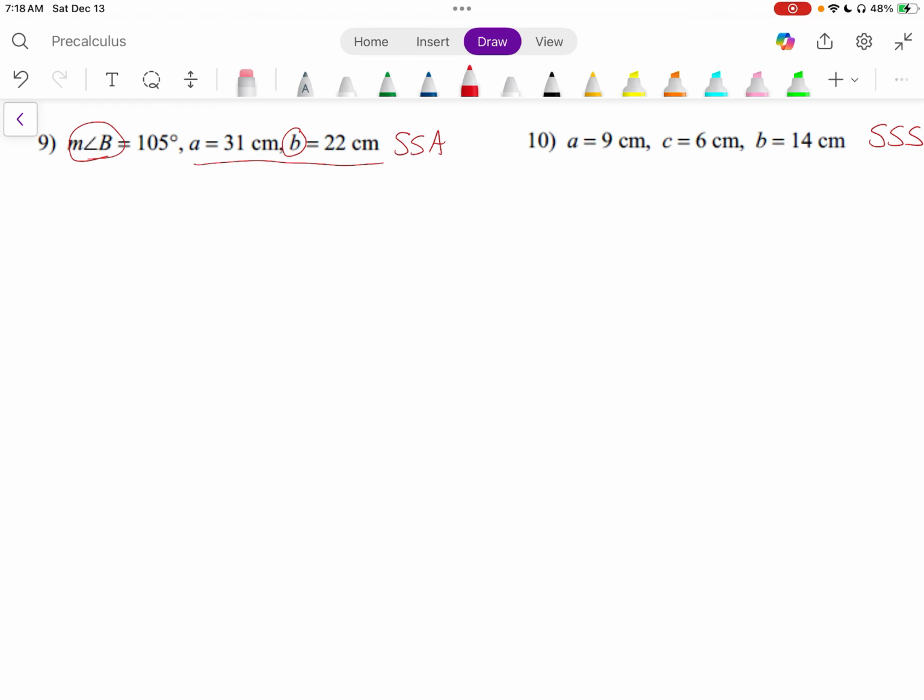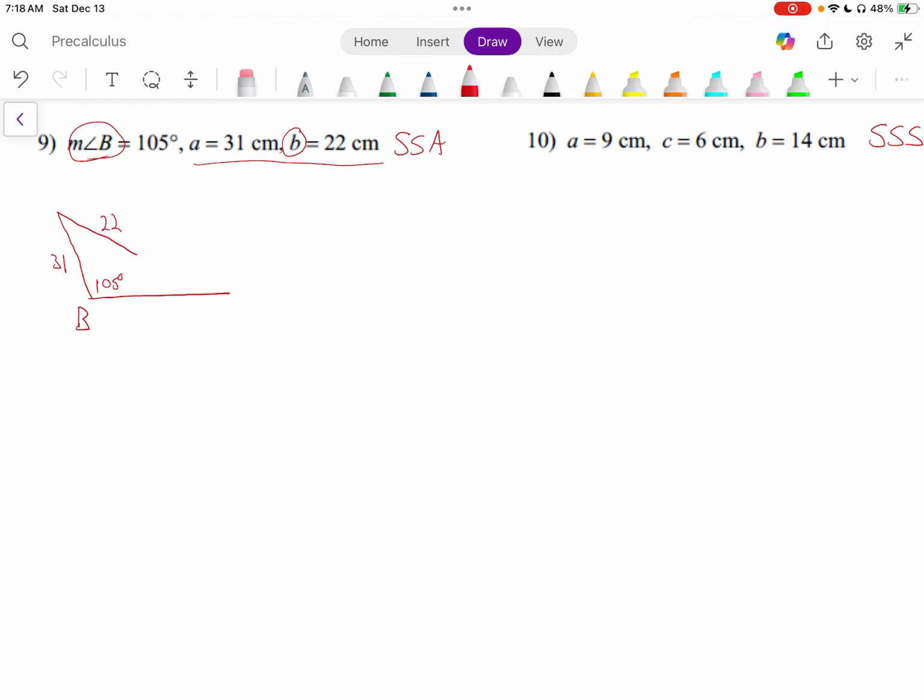So what we need to do here, let's go ahead and sketch what we know. So angle B is 105 degrees. It does help to make it obtuse because 105 is an obtuse angle. So we have, this is angle B. And then the side that's not B, which in this case is A, we put right here. And then this side over here, this is side B, this is 22.